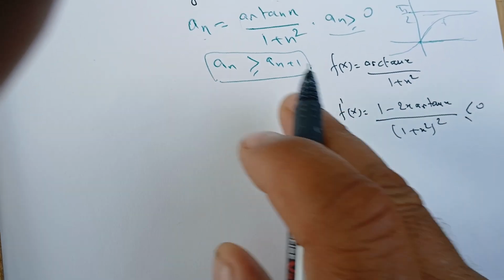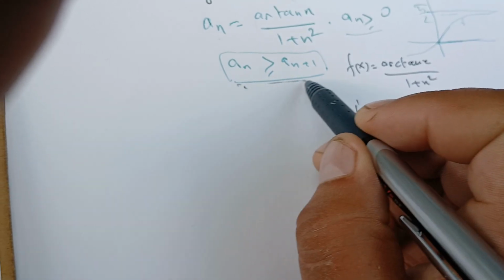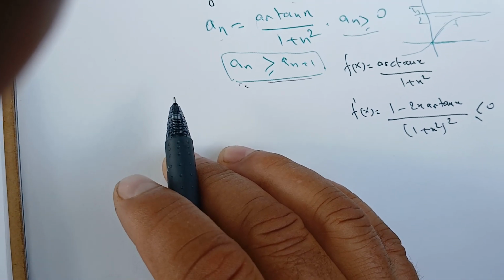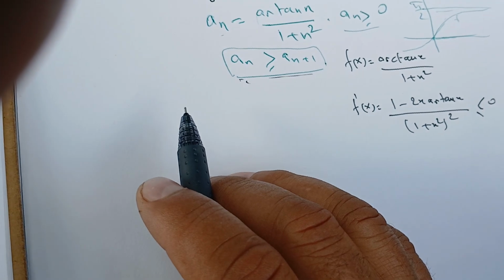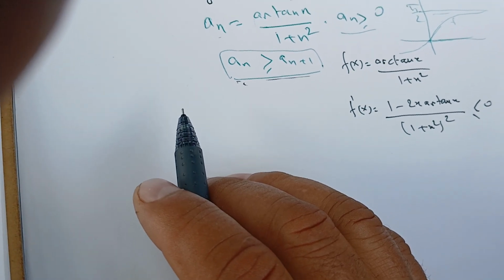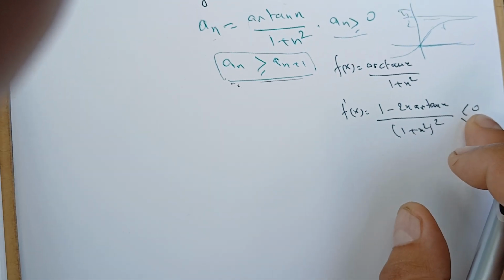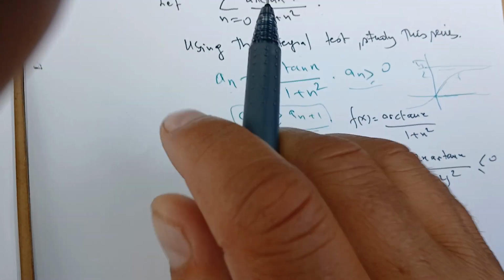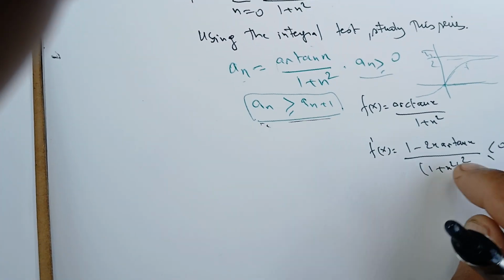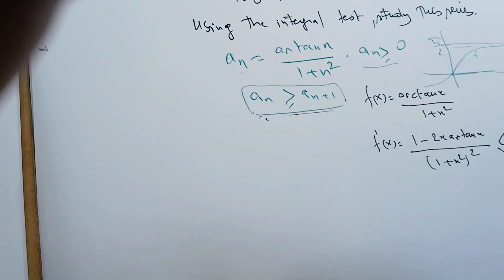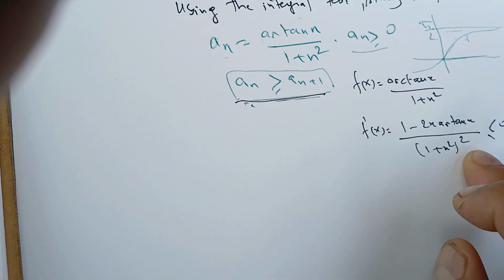That means our series is decreasing. This is always true, except when n is 0, because when n is 0, we get 1, which is not less than 0. So we omit that, because here when n is 0, we have 0. So it's always decreasing if we start from 1. So we have this fixed by using the derivatives.